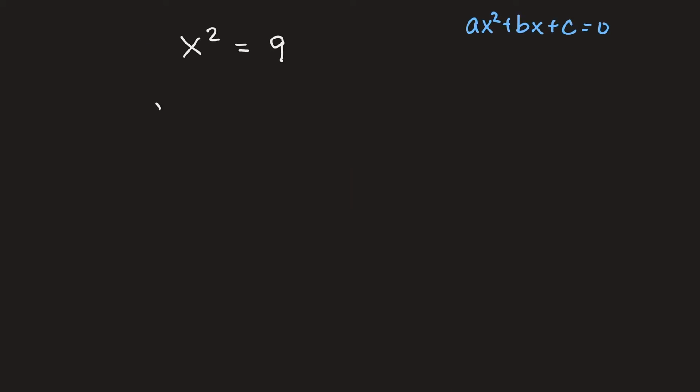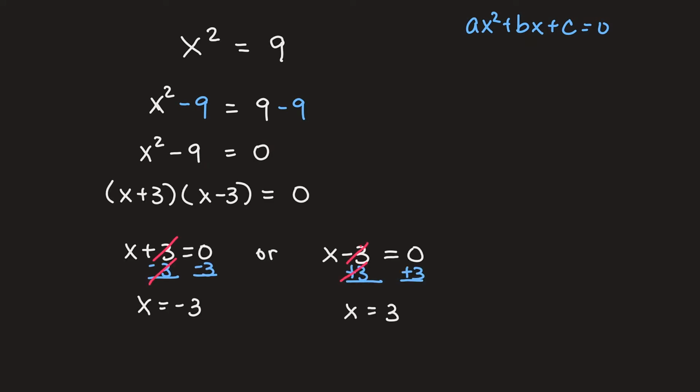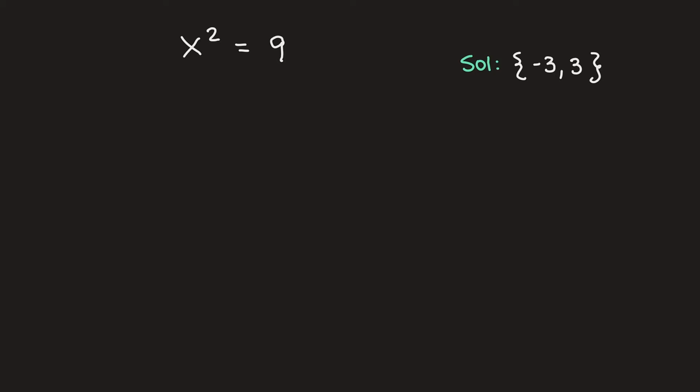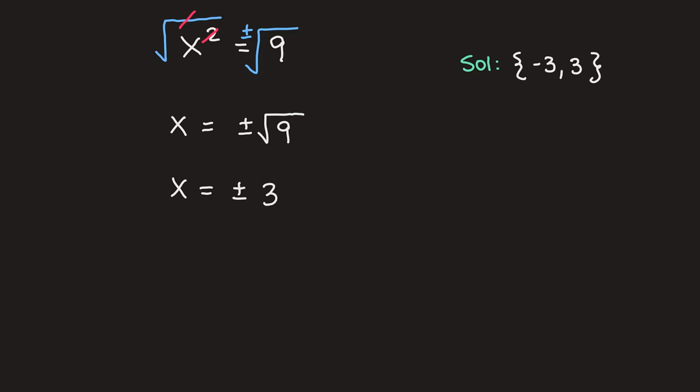We can solve this by first getting it into standard form and then factoring. This gives us x equals negative 3 and x equals 3 as solutions. Or we could also solve this using the square root property, and taking the square root of both sides will cancel out the square term. But we make sure to include the plus or minus sign on the right side. The square root of 9 is 3, and we can split this into two equations, and we get the same two solutions, x equals 3 or x equals negative 3.